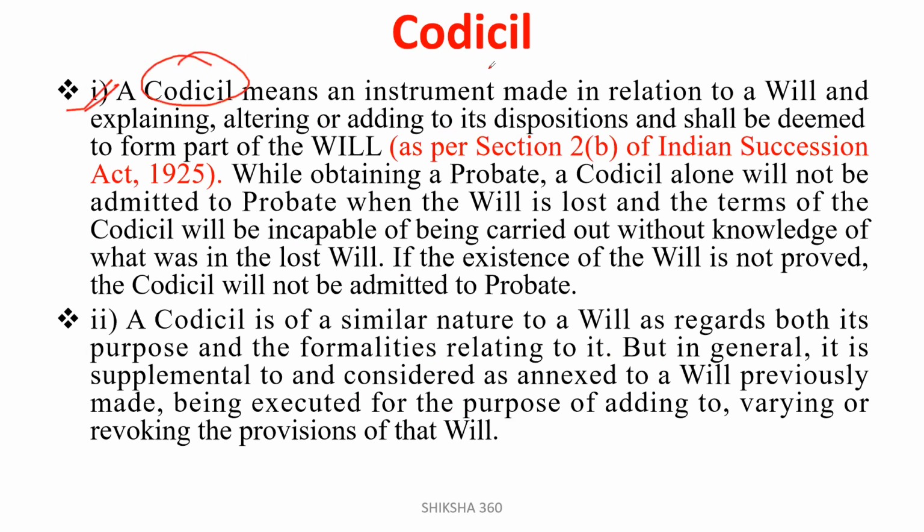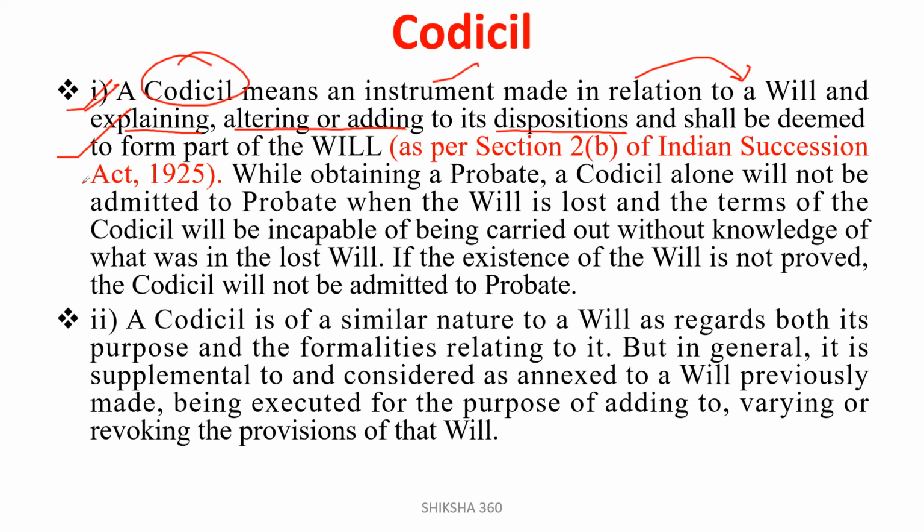Codicil basically means an instrument made in relation to a will and explaining, altering or adding to its dispositions and shall be deemed to form part of the will as per Section 2(b) of the Indian Succession Act 1925. Like we can say that if there is any change, it is like an extra document that is to be known as a codicil. So a codicil means an instrument made in relation to a will and explaining, altering or adding to its dispositions and shall be deemed to form part of the will.